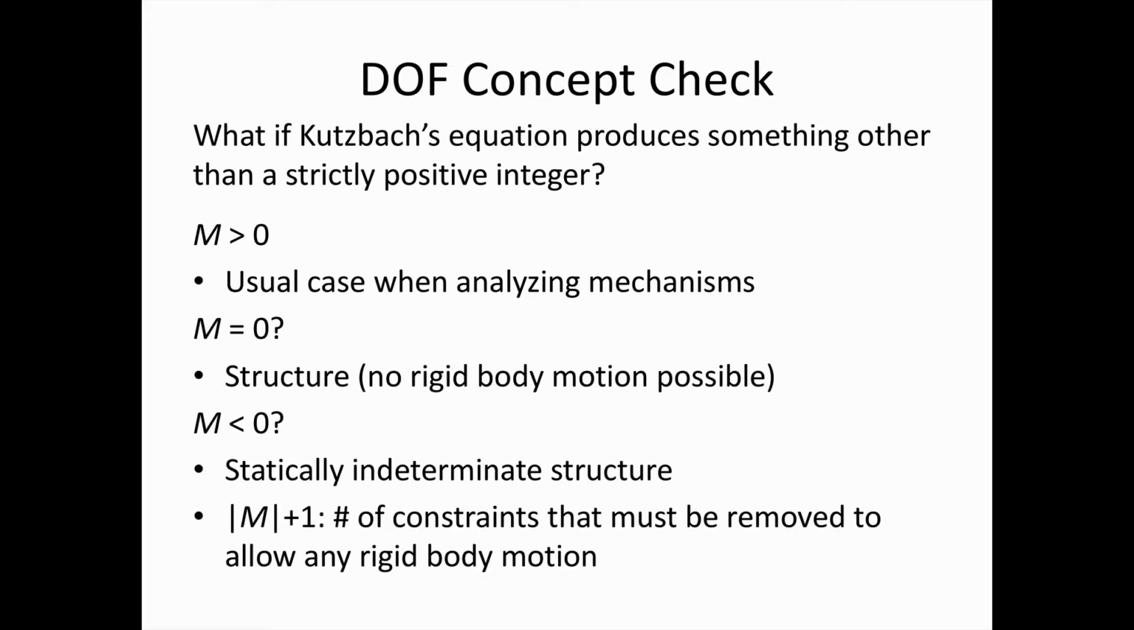So if we have, again, the case where m is less than 0, the magnitude of m plus 1 is the number of constraints we would have to remove to allow any rigid body motion. So for example, if m was equal to -2, then we would need to remove 3 constraints from the system to allow rigid body motion.